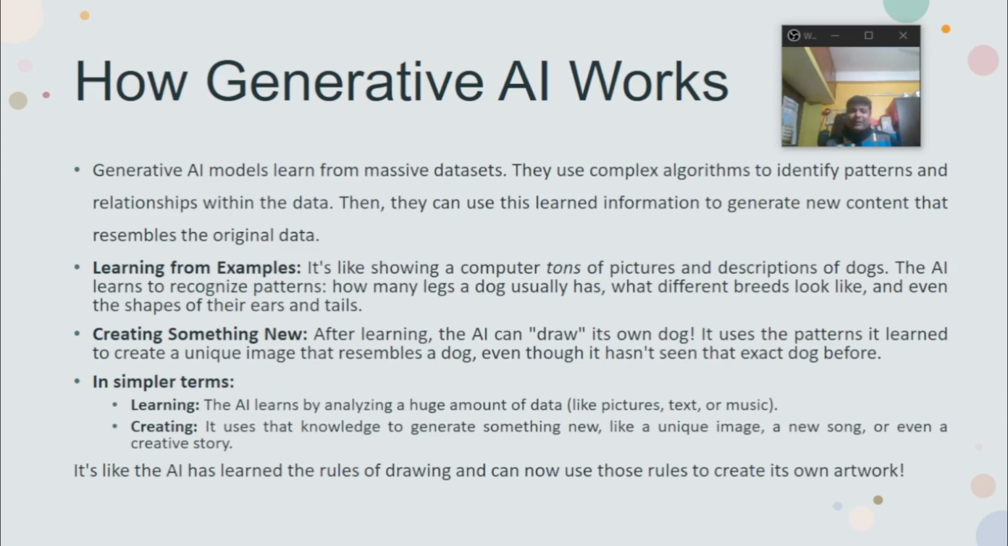Learning from example is like showing a computer tons of pictures and descriptions of dogs. The AI learns to recognize patterns: how many legs a dog usually has, what different breeds look like, and even the shape of their ears and tails. This is learning from example.